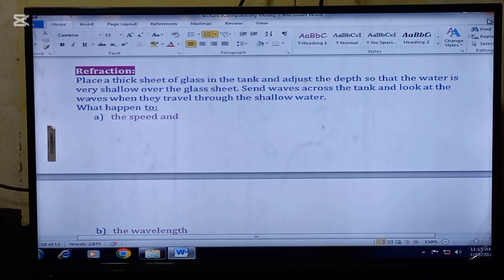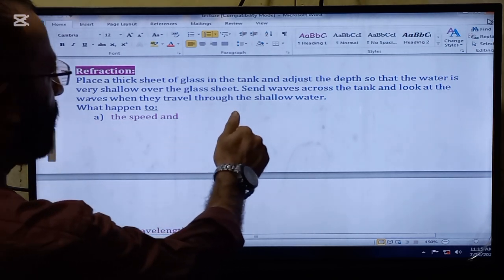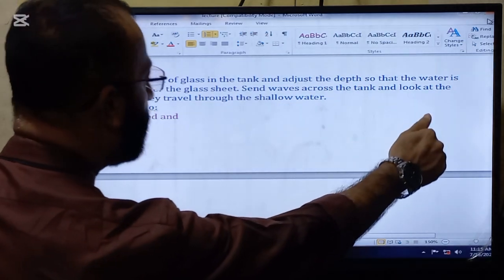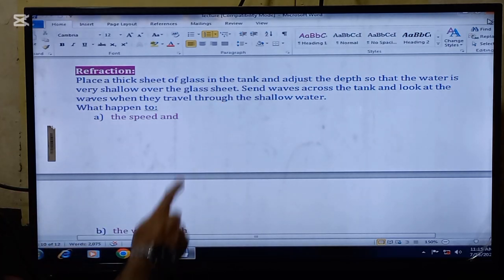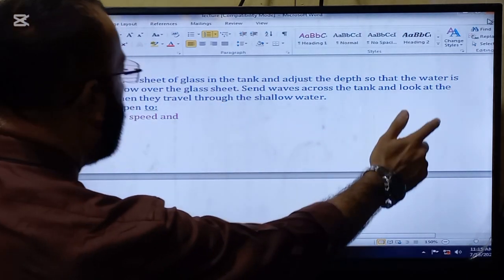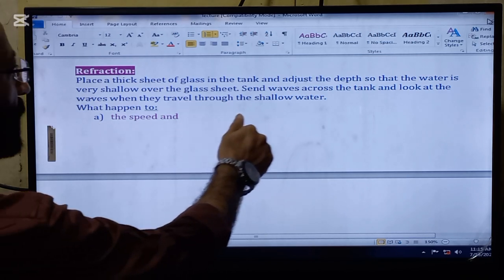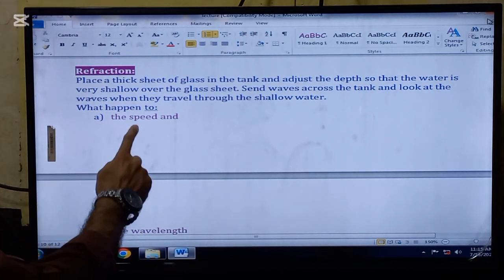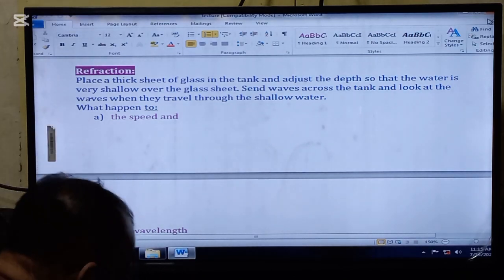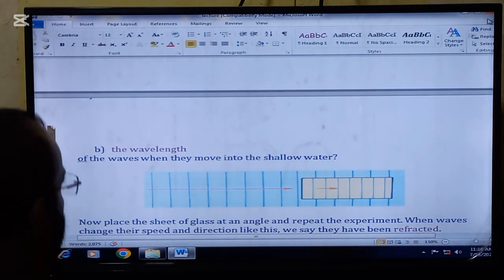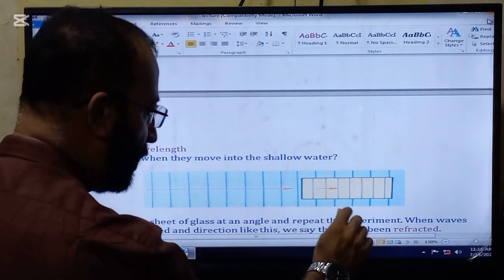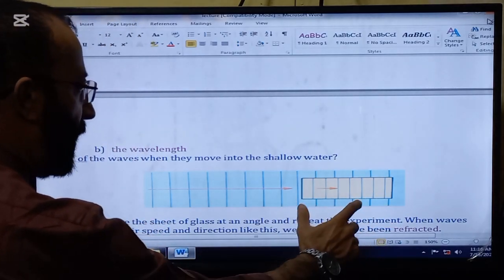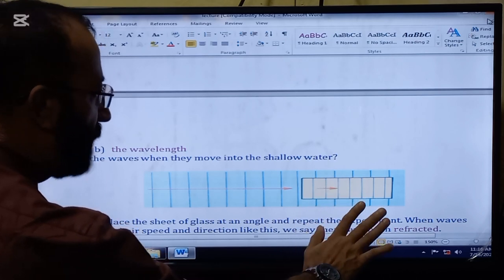The next topic that we are going to read in the lecture is refraction. Place a thick sheet of glass in the tank and adjust the depth so that the water is very shallow over the glass sheet. Send waves across the tank and look at the waves when they travel through the shallow water. What happens to the speed and the wavelength of the waves when they move into the shallow water? So here a thick sheet of glass or plastic is placed in the ripple tank, and at this stage the water is very shallow.